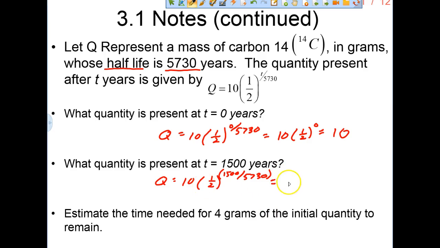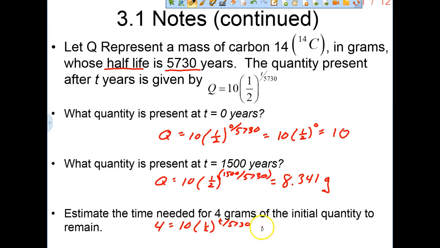So when we do the calculation, we would end up with 8.341 grams. So like I said, between 5 and 10, but closer to 10 because 1,500 is closer to 0 than to 5,730. All right, the last one says, estimate the time needed for 4 grams of the initial quantity to remain. So now that means that 4 is Q, and then I have 10 times 1/2 to the T over 5,730.